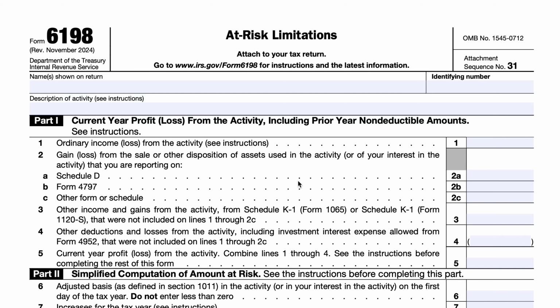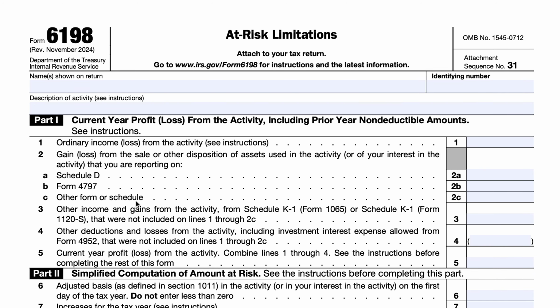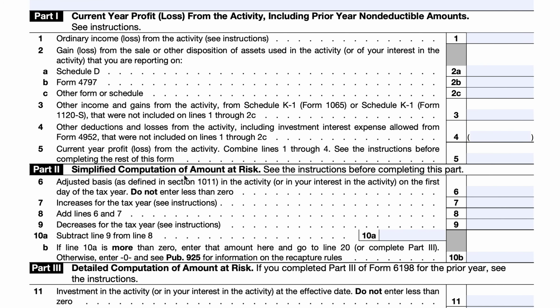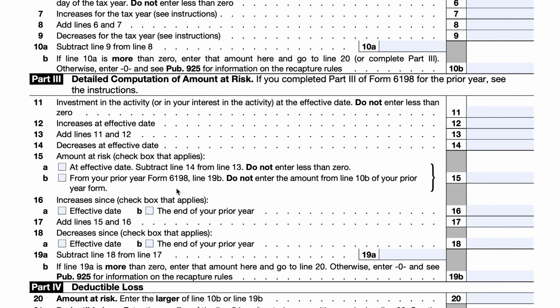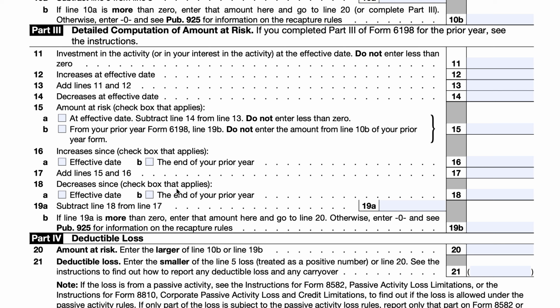So in part one, we're going to calculate the current year profit or loss from this activity. And then part two and part three, we're going to go through two different ways that you can compute the amount at risk. There's a simplified computation, and then part three has a detailed computation. And then part four simply breaks down how much of that is a deductible loss, and then what you would do with the rest of the loss that's not deductible in the current year.